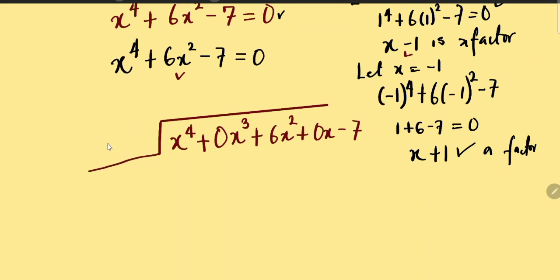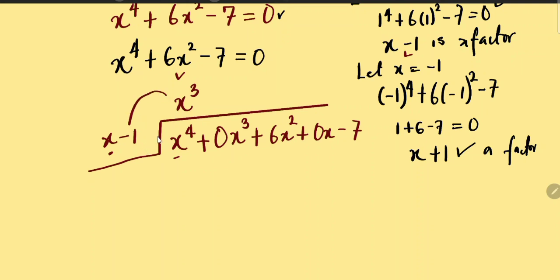Let's use x minus 1 first. So we are going to use x minus 1 to divide this polynomial. So x goes in x raised to power 4, we shall have x raised to power 3. Then we use x raised to power 3 to multiply this.